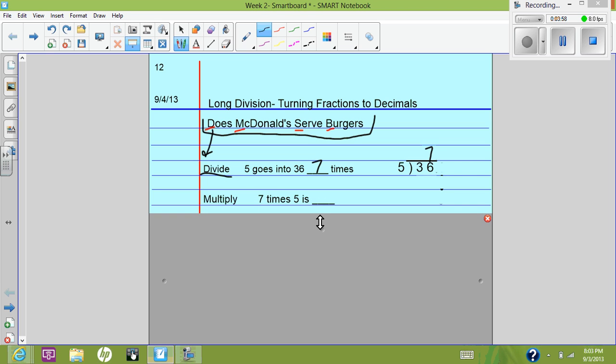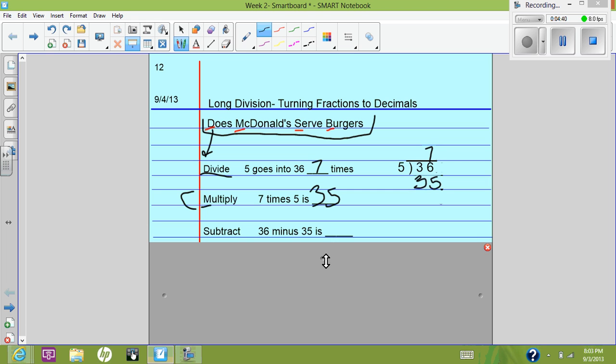Let's go on to the second one. The second step in long division is to multiply. We're going to take that number that we came up with for how many times 5 goes into 36, and we're going to multiply it by 5. So 7 times 5 is 35. You're going to take that 35 and write that just underneath your 36. Okay? We're going to add a symbol there in just a few minutes. Please make sure that this is written on the back of the second part of the hamburger.